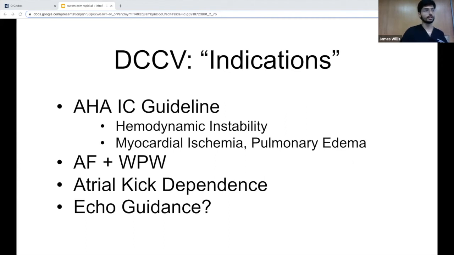And so you can consider shocking them because they might actually benefit from cardioversion here. In contrast, if the echo shows a pretty poor EF, but there's decent filling in your LV, then they're probably unlikely to benefit from cardioversion. You might think about something else to do: inotropic support, maybe they need pressors if they're hypotensive, something more advanced rather than just shocking them.